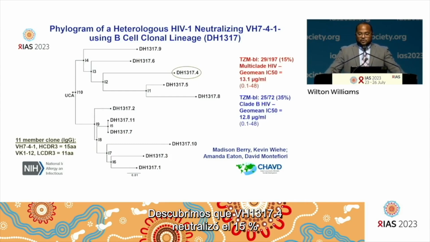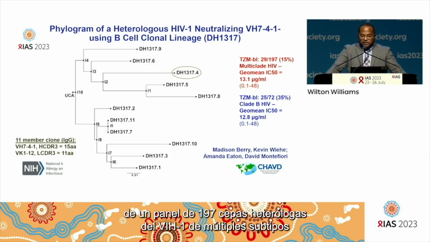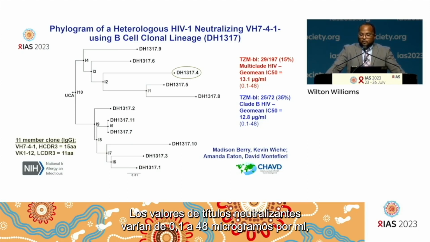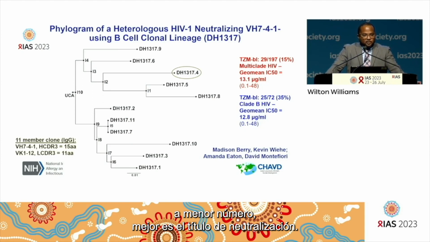We found that DH1317.4 neutralized 15% of a panel of 197 multiclade heterologous HIV-1 strains that were tested in the standard TZM-bl assay by David Montefiori at Duke and Mike Seaman at Harvard. The neutralization titers range from 0.1 to 48 micrograms per ml. The smaller the number, the better the neutralization titer. And the geometric mean IC50 neutralization titer was approximately 13 micrograms per ml.